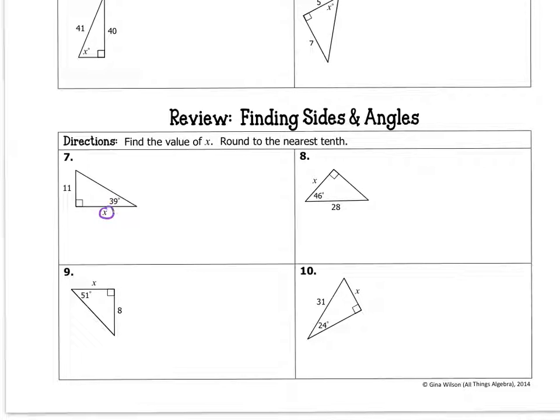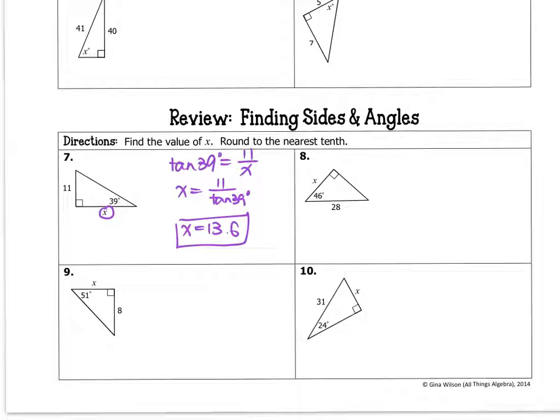Now I'm asked to find the side length. So you simply do a definition of tan 39 should equal opposite over adjacent. X should equal 11 divided by tan 39 degrees. Right? And use your calculator. X should be 13.6.